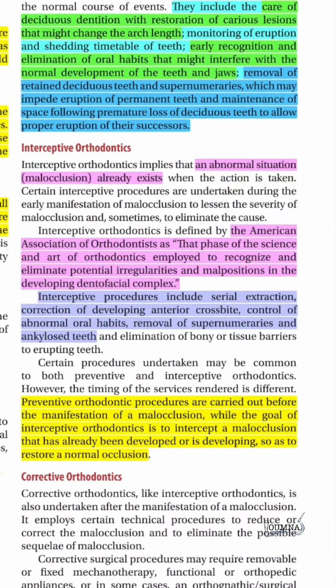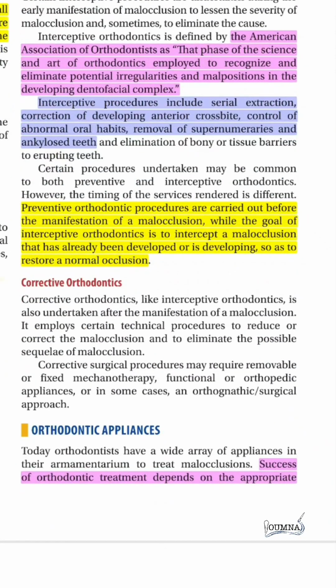But when some malocclusion starts to happen, we can do what is called interceptive orthodontics to prevent any advancement of the malocclusion. And these procedures can be like serial extraction of the tooth, correcting anterior crossbite, and controlling abnormal oral habits, also removing any extra tooth.